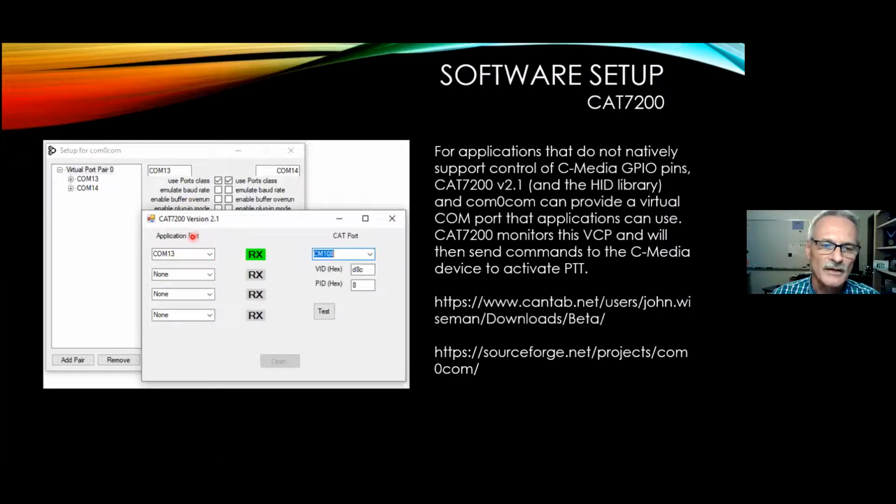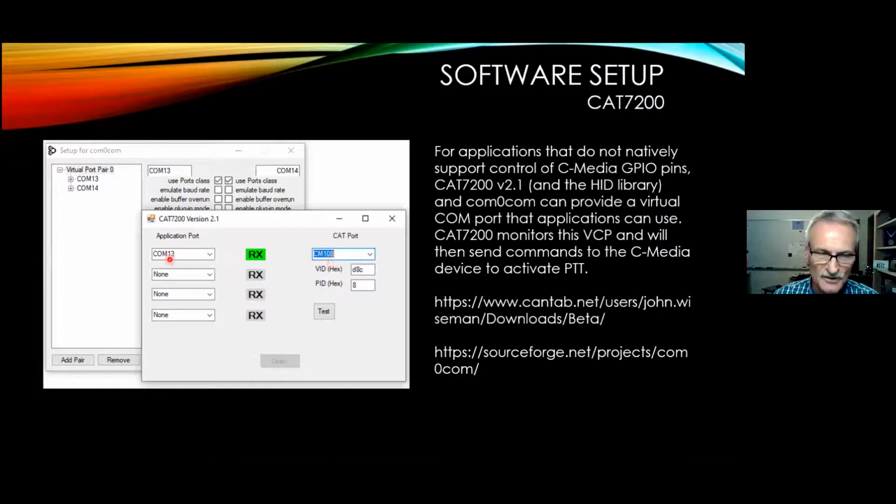So what CAT 7200 does, you have to have another application set up here to build a couple of virtual COM ports. In this case, we're using com0com, which is a free utility that you can get off of SourceForge. You build a pair of virtual COM ports, and these COM ports are tied together within software. And so with CAT 7200, you pick an application port here, one of the pair, and over on this side, you point it to a CM108.